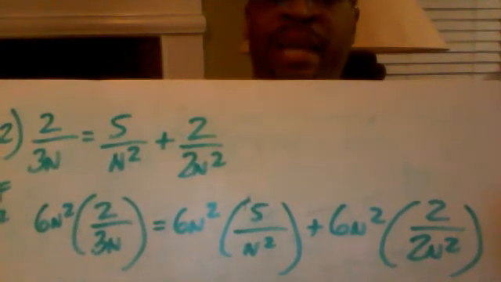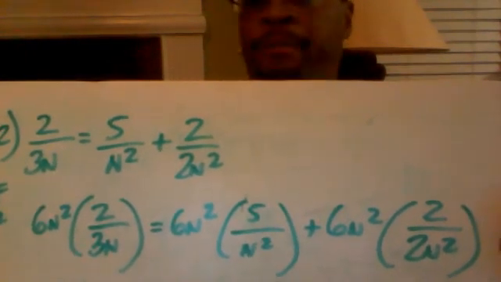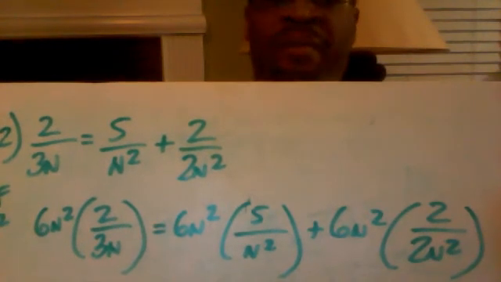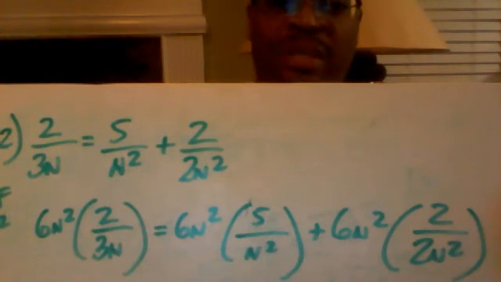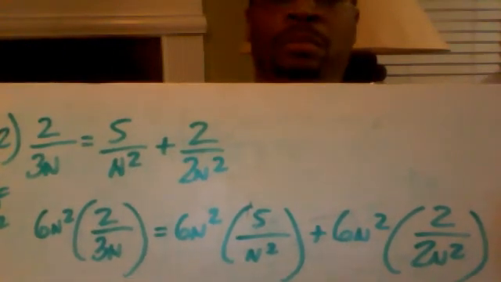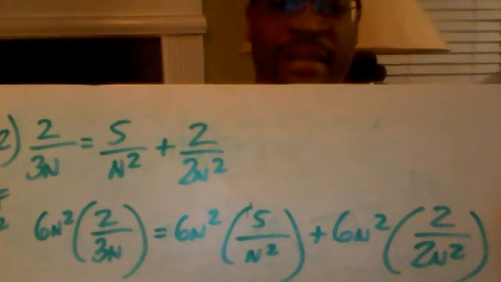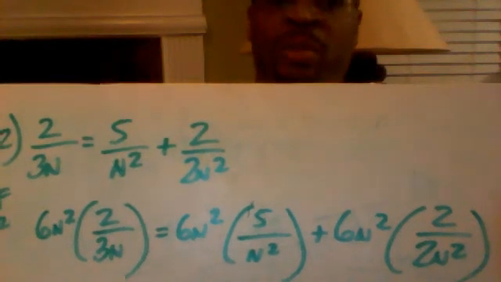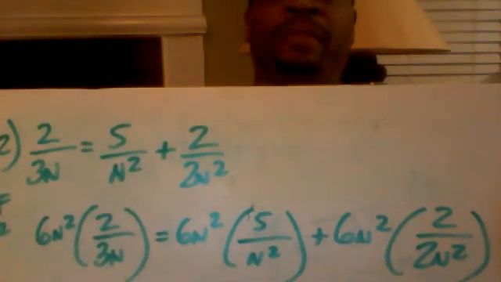Now looking at my second term, the one with 5 over n squared, you notice I don't have a coefficient in my denominator. So I can't divide 6 by anything. So 6 is going to be left over. The n squares are going to cancel. So all you're going to have left is 6. So for your second term, you should see you're going to multiply 6 times 5.